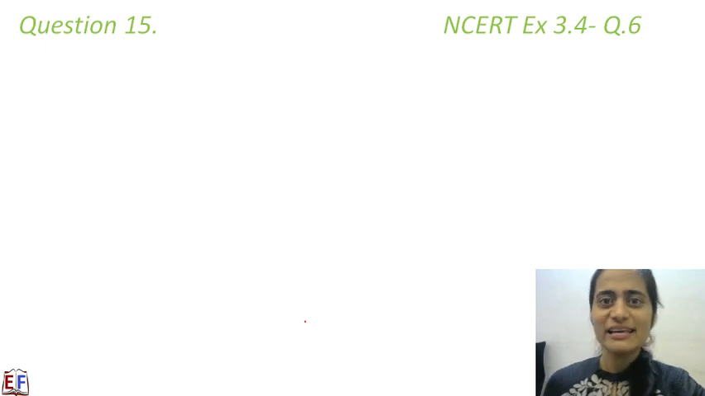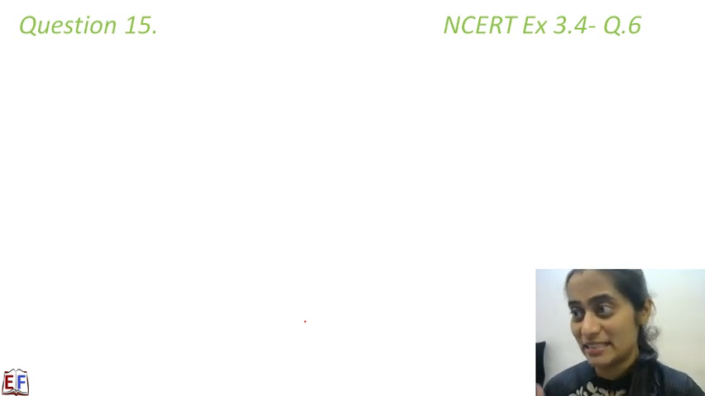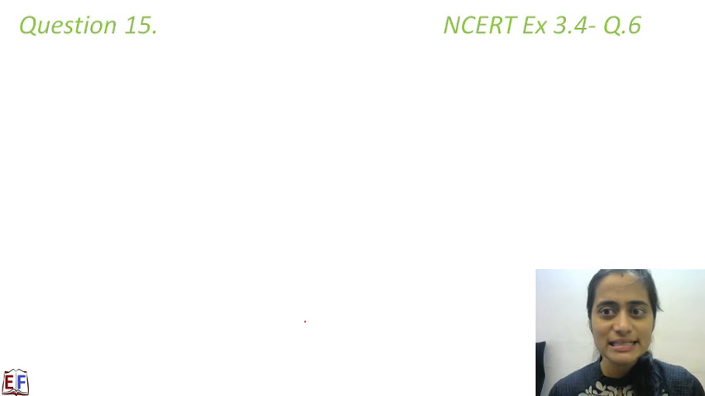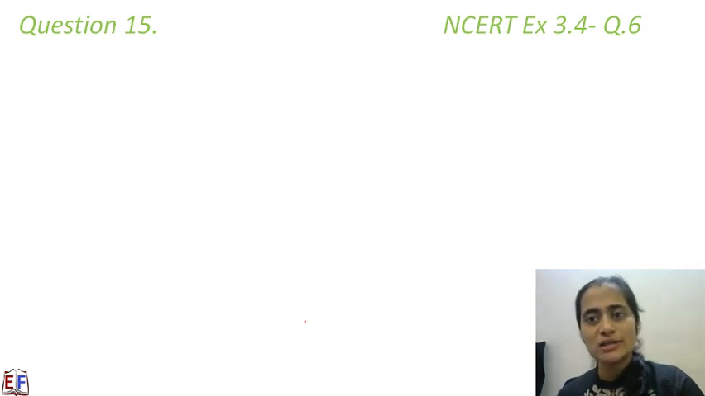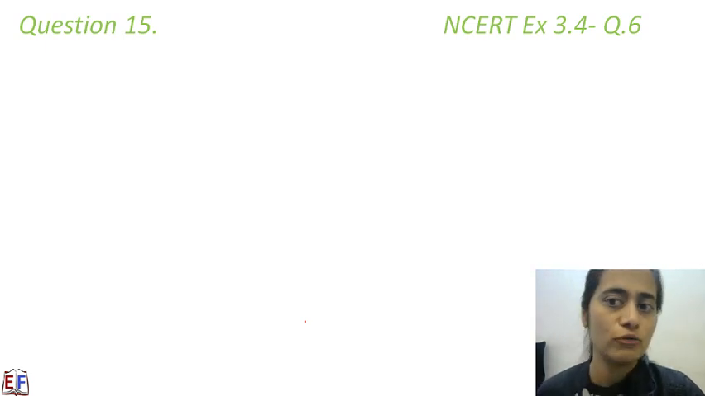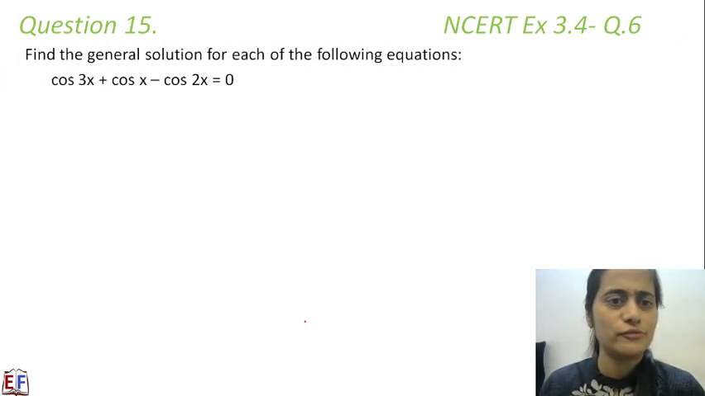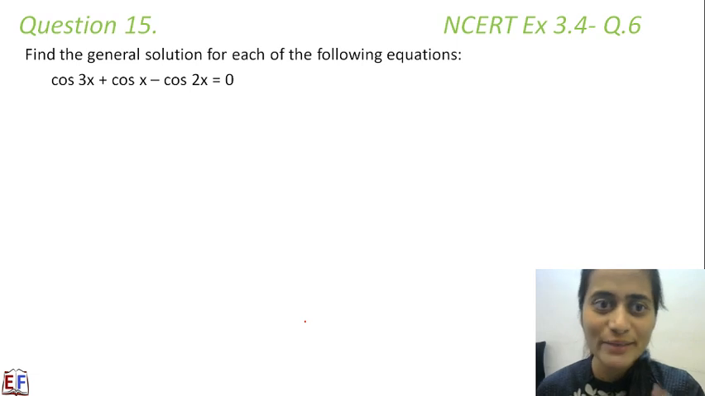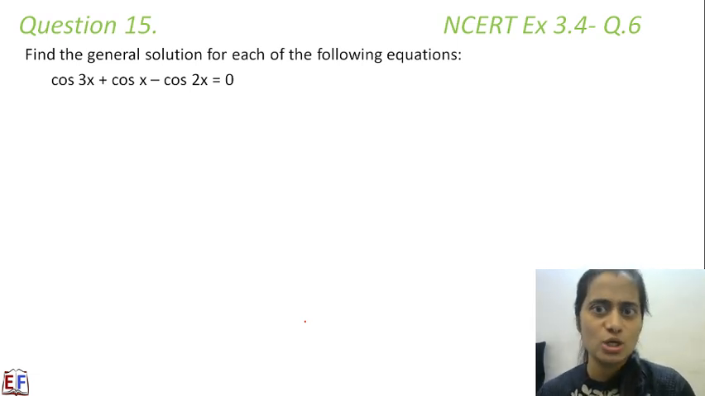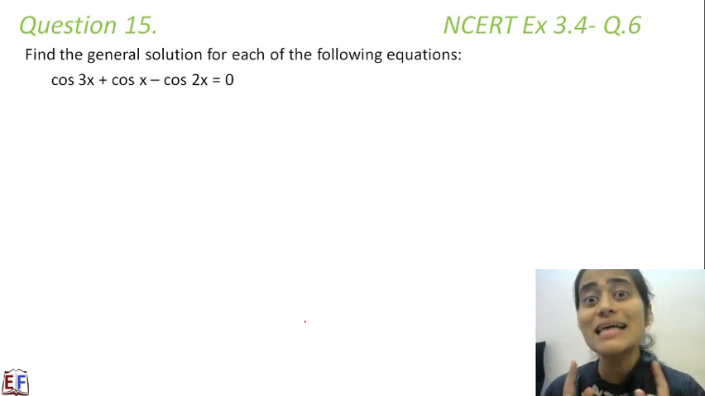And finally, we arrive at the last question of this session. Okay, and this is the last question of this session and also the last question from exercise 3.4. Question number 6. Find the general solution for each of the following. Each of the following तो मैं करने वाली हूँ नहीं, मैं एक क्वेश्चन सॉल्व करूंगी क्योंकि ये इस पैटर्न के आपके बुक में कुछ 5-6 क्वेश्चंस हैं, तो एक मैं करूंगी, बाकी सारे आप खुद से कर लोगे.